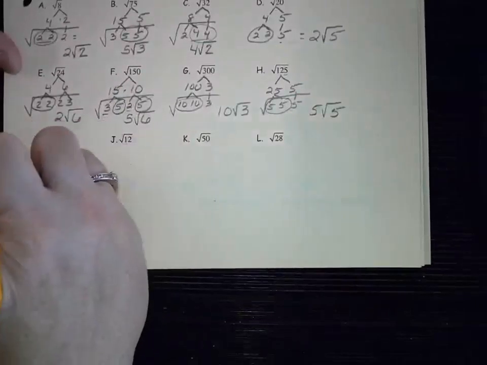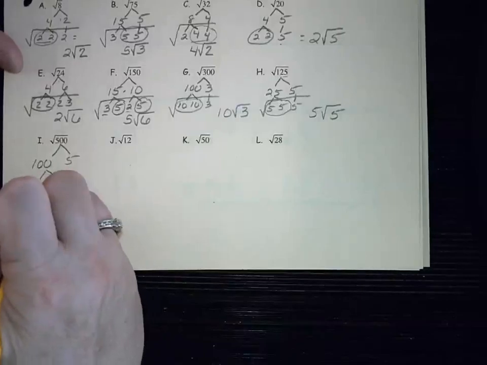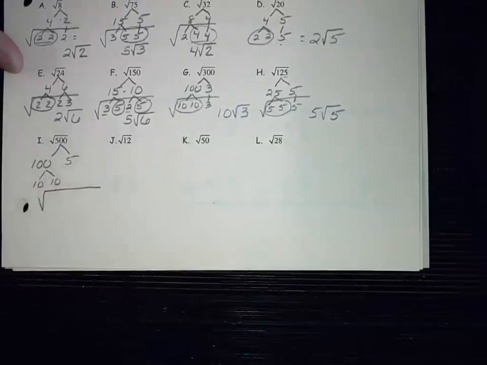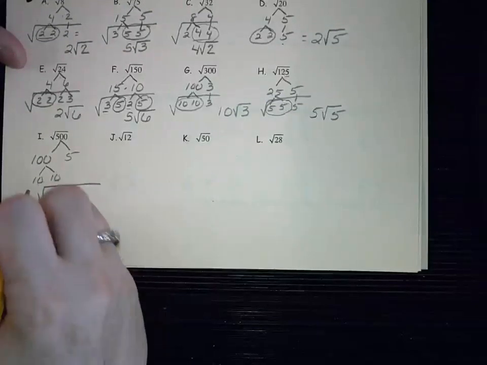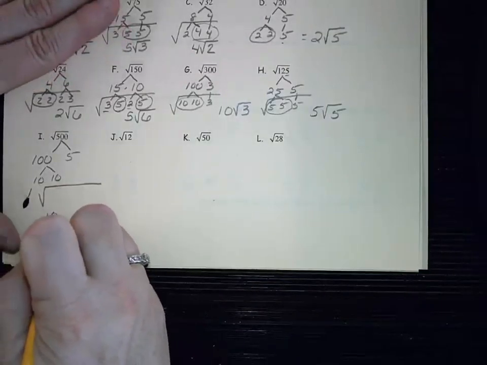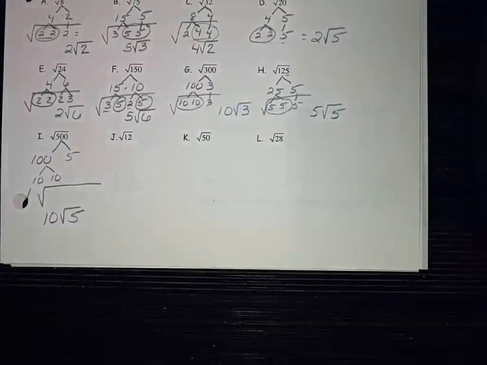Letter I, we have this 100 again. I always like these because 100 can be broken down into a 10 times 10. There we have a pair, so it comes outside the square root sign, and you end up with 10 square root of 5.